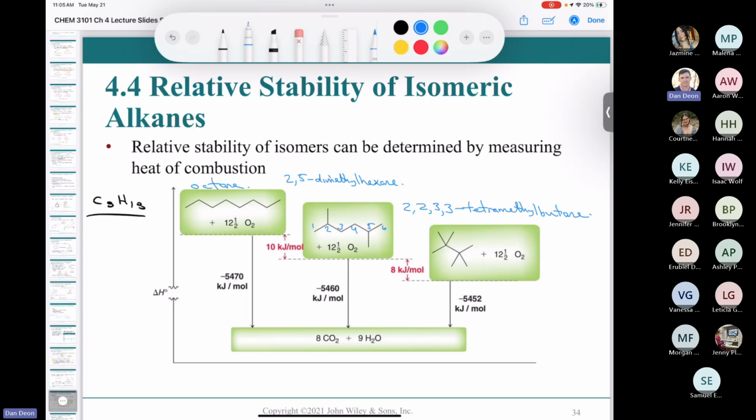Now this is where it gets really interesting. Take a look at these. If there's a funny way to summarize this, it's that organic chemists learn a lot about organic compounds by burning them. Okay, so these are all hydrocarbons, right? They're all just made of carbon and hydrogen. So if you burn them, you end up with the same products every time. You end up with 8 carbon dioxides and 9 waters.